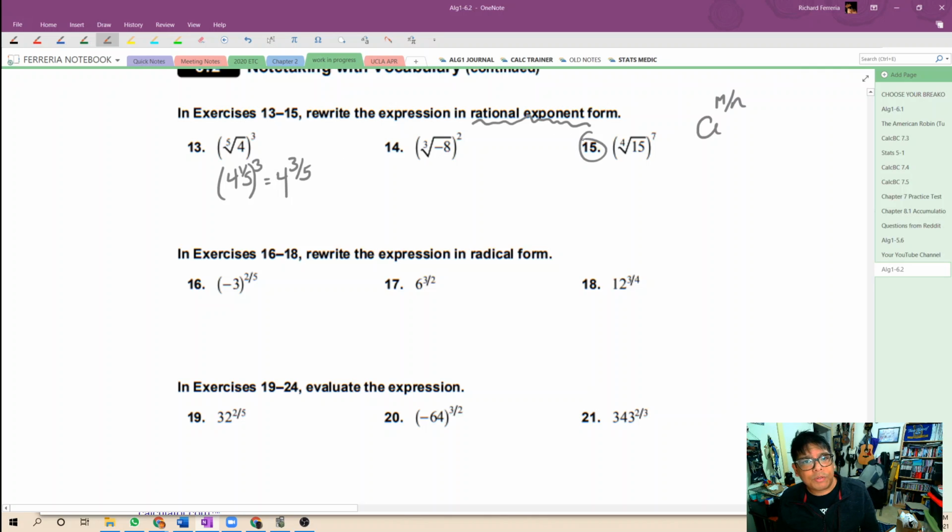Let's do number 15. This is going to be 15 to the 1/4 power to the 7th power. So this is 15 to the 7/4 power.